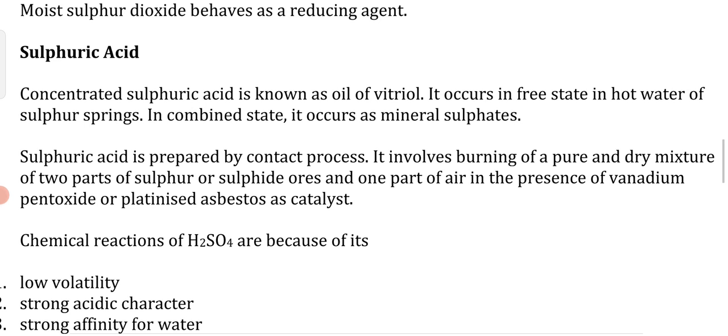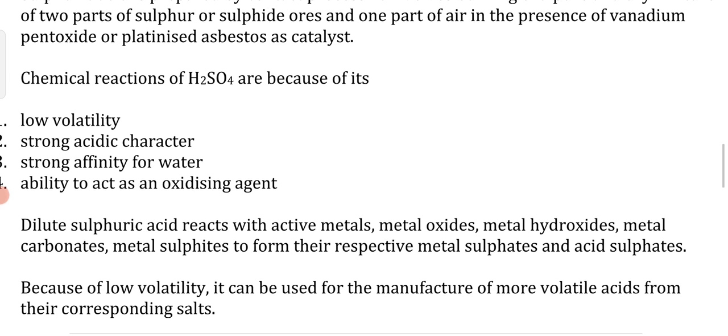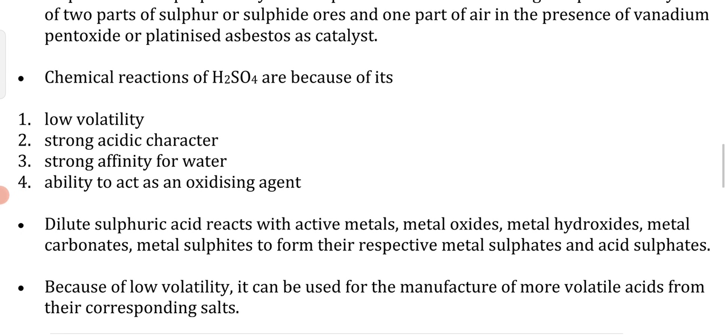It involves burning of a pure and dry mixture of 2 parts of sulfur or sulfide ores and 1 part of air in the presence of vanadium pentoxide, that is V2O5, or asbestos as a catalyst. Now, the chemical reactions of H2SO4 are because of its very low volatility and strong acidic character. It is very non-volatile in nature, and it has a very strong acidic character, because we know sulfuric acid is a very strong acid.